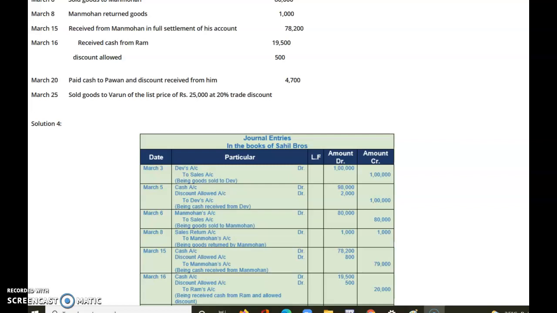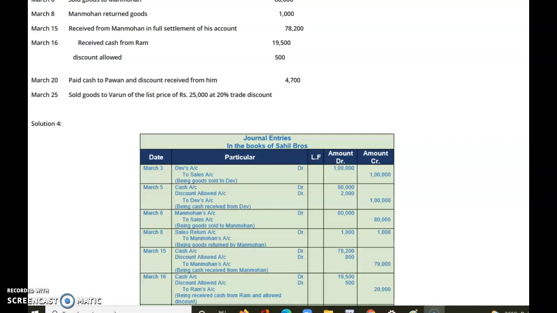Real account rule: debit what comes in, credit what goes out. So as we had received, we will debit cash with 19,500. Ram is a personal account, credit the giver, so we will give the credit to Ram here of the total amount of 20,000, as the business has to receive from him rupees 20,000. Then discount allowed is a loss of the business as a nominal account. Nominal account rules say debit all expenses and losses. So discount is our loss or expense, so we will debit it here as rupees 500.